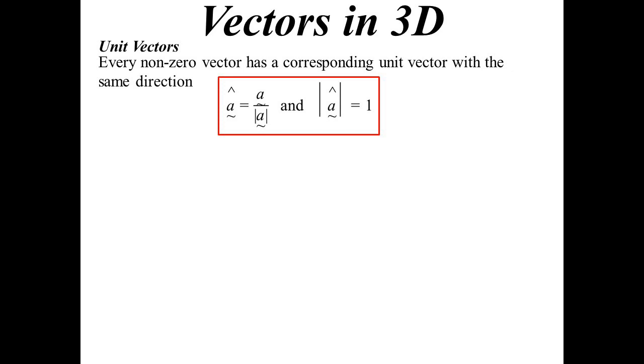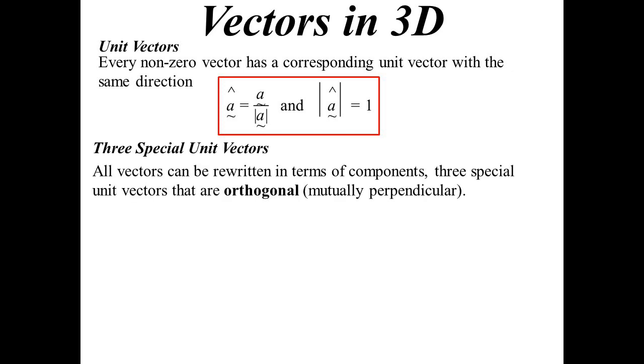If you want to find the unit vector, remember the symbol for the unit vector is the caret symbol above the vector, then it would be the vector divided by the length of the vector. There are 3 special unit vectors now because we're dealing with 3 dimensions. All vectors can be written in terms of its components, same as in 2 dimensions, as long as we pick these components that are orthogonal. That basically just means mutually perpendicular. So each one of them is perpendicular to the other 2.